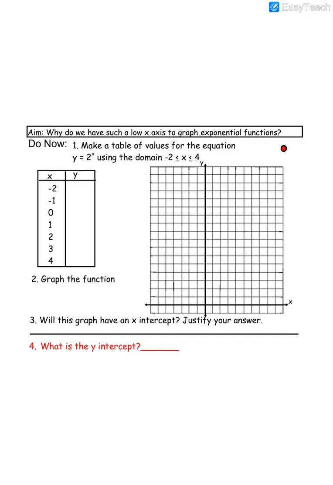So let's graph exponential functions. Make a table of values for the equation y equals 2 to the x power using the domain from -2 is less than or equal to x, which is less than or equal to 4. So basically the domain is telling you exactly how to set up your table. It's telling you which x values you're going to use, and it says that you're going to use from -2 all the way to +4.